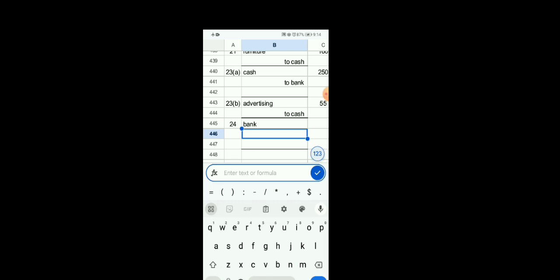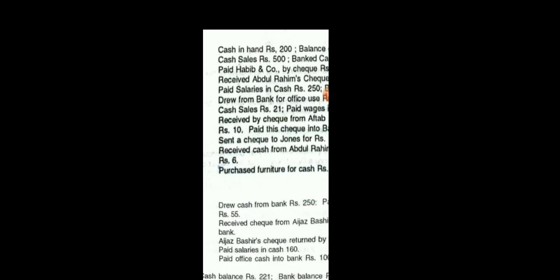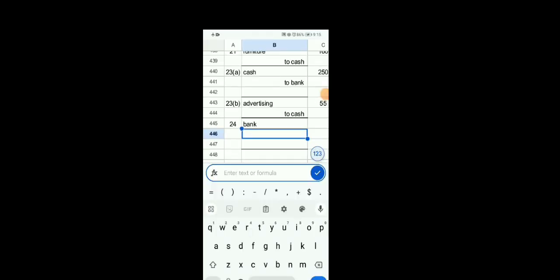It should be debited. So you have debited bank account. From whom you have received this check? It was entry number 24. In 24 it is saying that you have received that check from Ejaz Bashir. Ejaz was the person from whom amount was receivable. That means he was your account receivable.